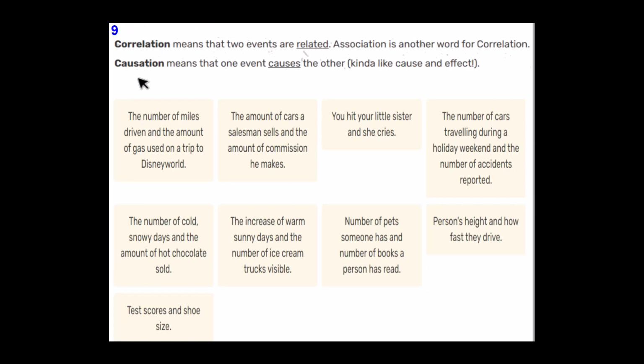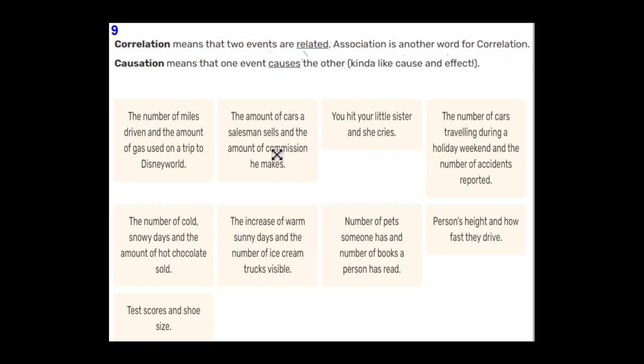Question number 9. Correlation means that two events are related. Association is another word for correlation. Causation means that one event causes the other, kind of like cause and effect. Okay, we have the number of miles driven and the amount of gas used on a trip to Disney World. Is this causation or correlation, or both? Okay, the more miles that we drive, of course we use more gas, unless we're using an electric car.